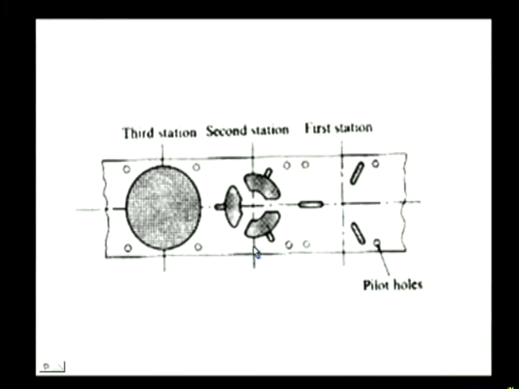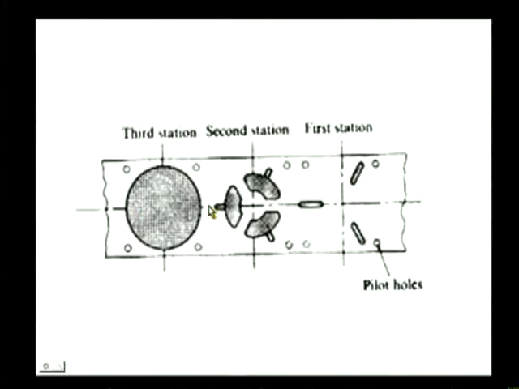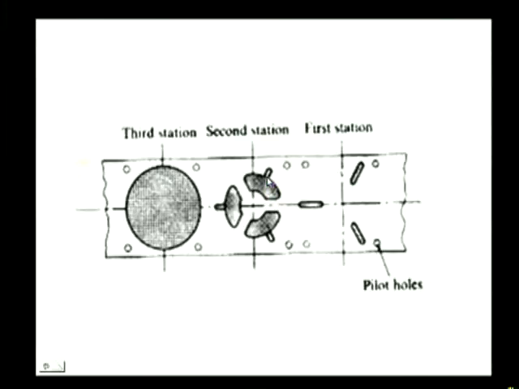exactly to the second station, where the second punch causes punching operation which removes this material, and next the same strip moves to the third station where it is exactly located, and then this is a blanking operation. So as a result, ultimately this workpiece is manufactured. It is quite interesting that all these operations at first station, second station and third station will be performed at a single stroke of the ram.